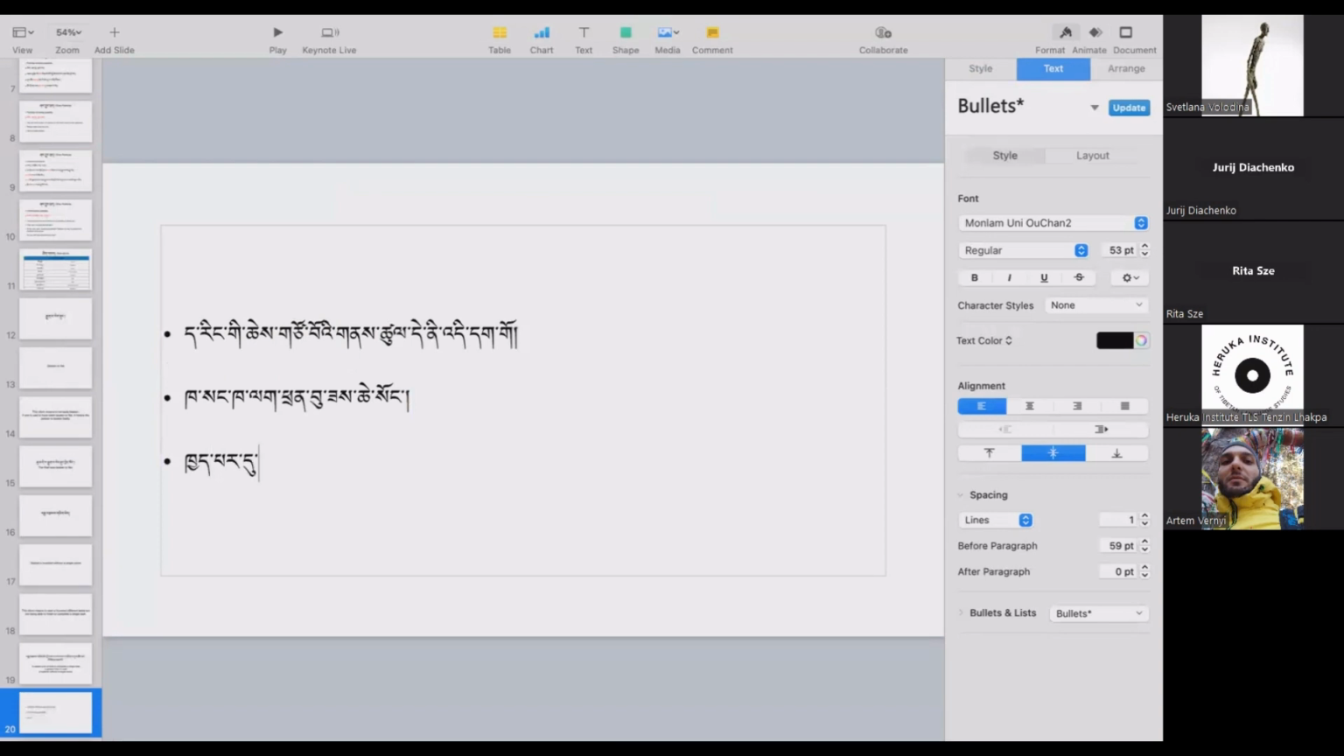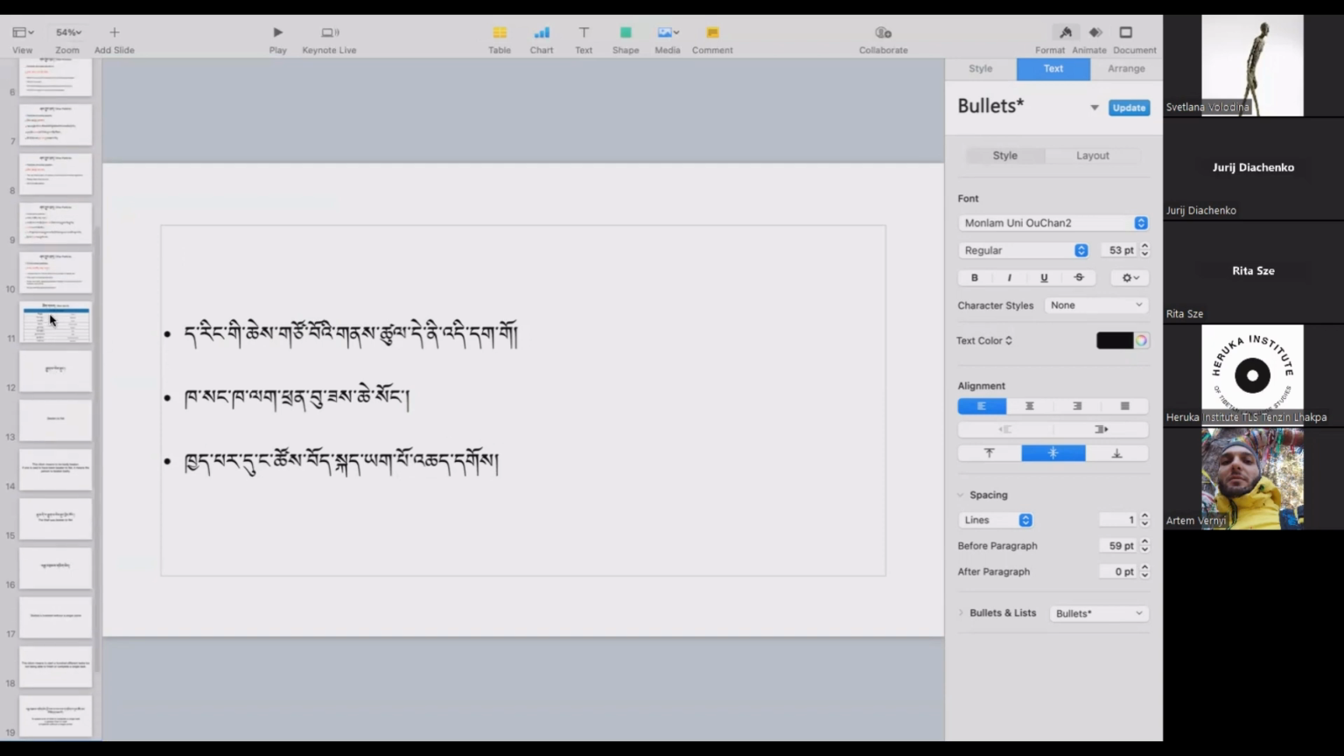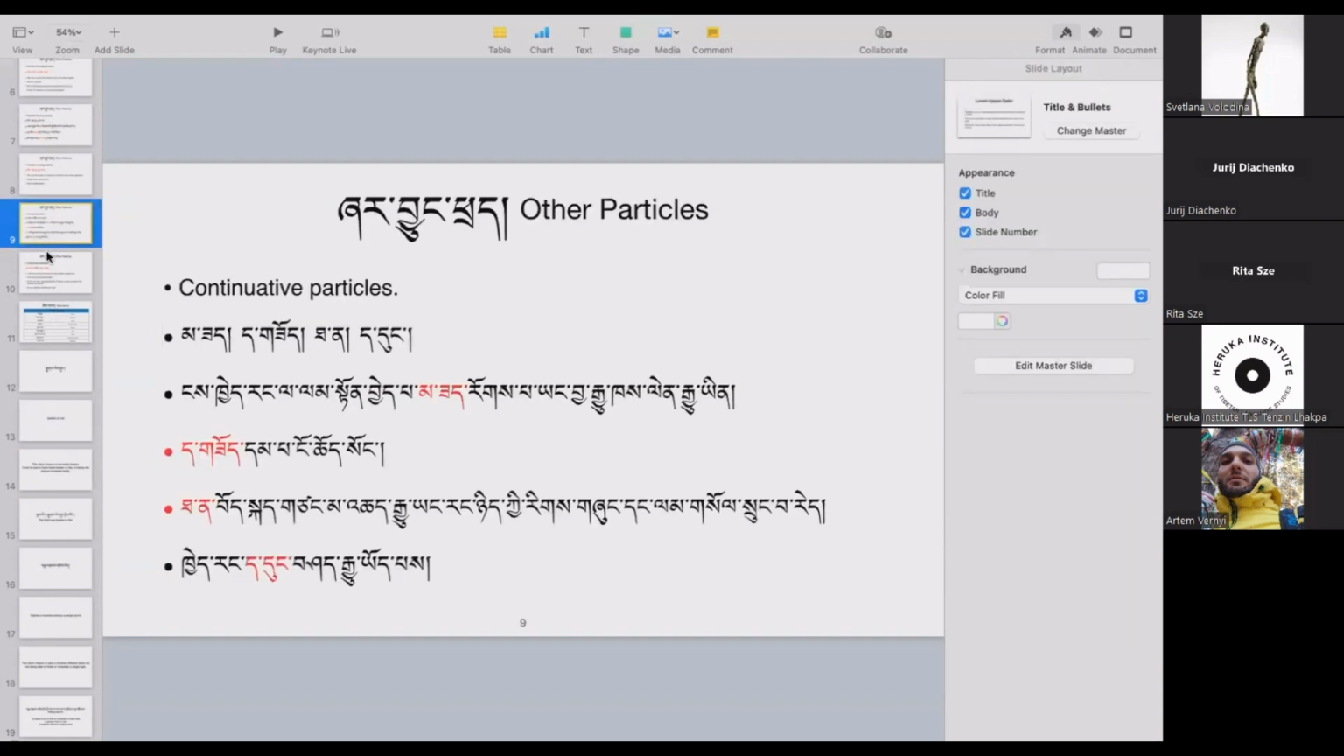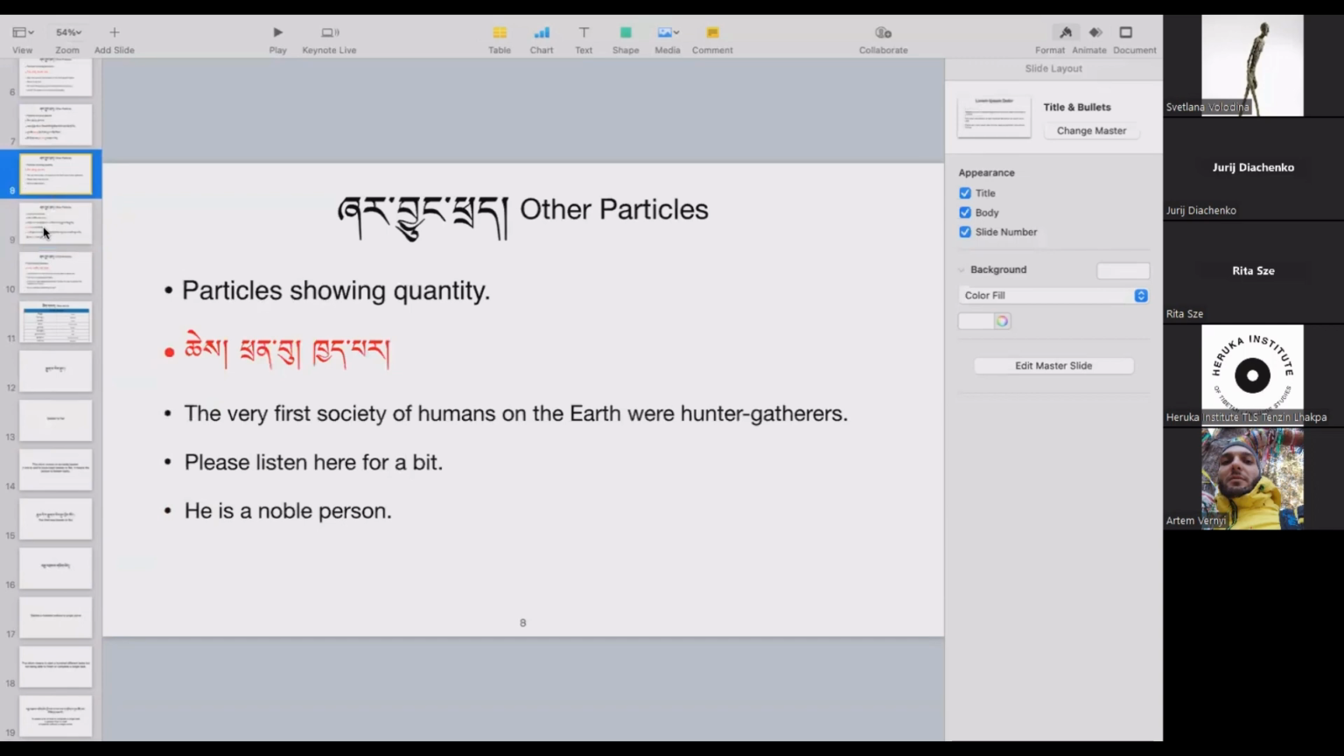Kebar tu. So kebar tu here means moreover. Moreover, we should speak good Tibetan. So kebar tu, more, sometimes with the particle tu, it means moreover. Or more, moreover, yes.